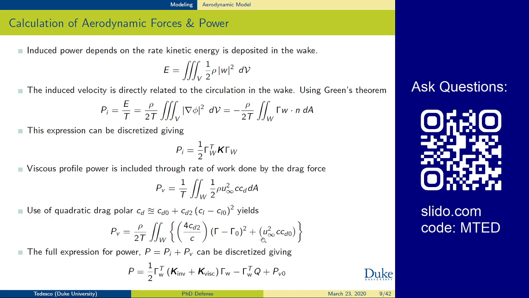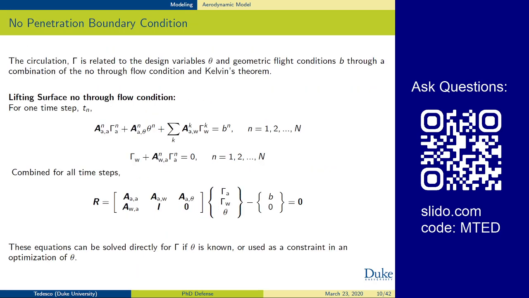You'll notice we'll have a constant term. This will include another quadratic term and a linear term, which is just going to modify our discretized version with another quadratic term, a linear term, and a constant. So with this in mind, this is our final power. This is what we're going to use as one of our possible objective functions in the future. So that's how we're going to get our forces and power.